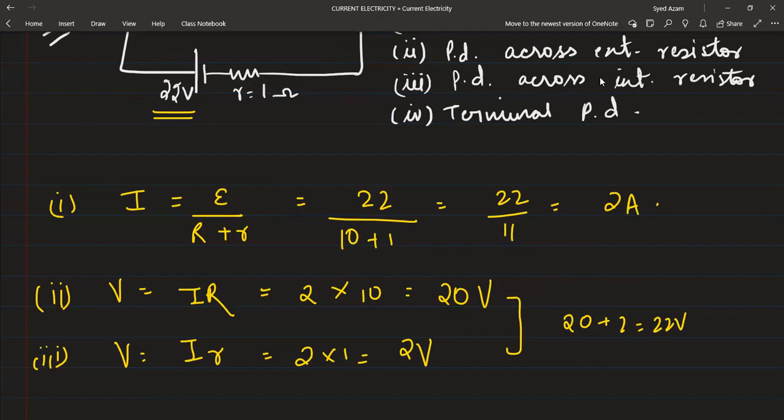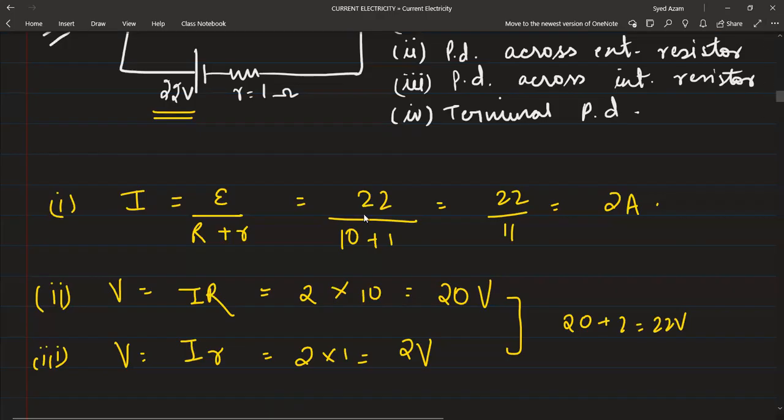Now, potential difference across external resistor. So we'll say I into capital R, that is 10 we will use. See, current is 2 amperes, 2 into 10 ohm. So that will give us 20 volt. Potential difference across internal resistor, 2 into 1, that is 2 volt. See, when you add it, you're getting your 22 volt back. So it means we have done the calculations correctly.